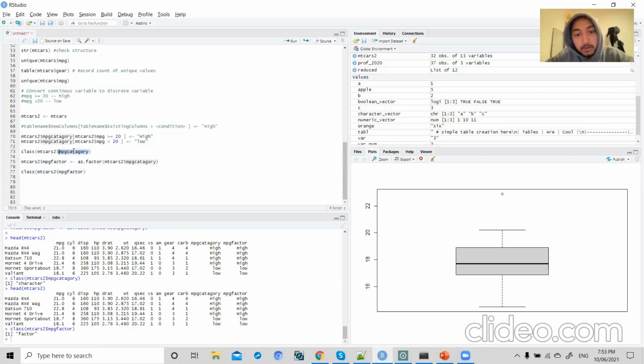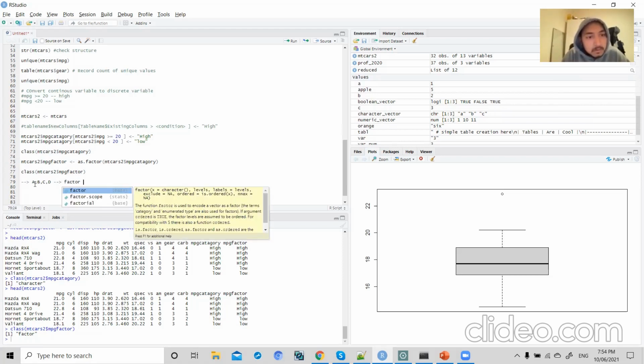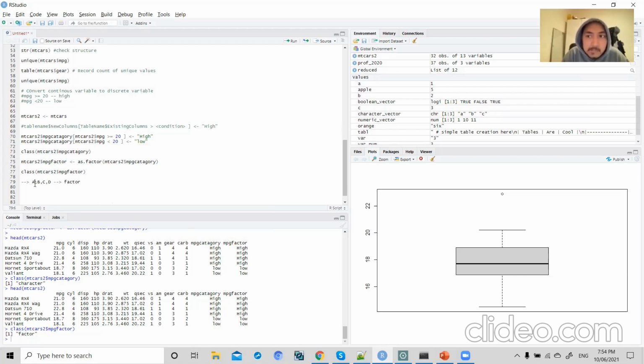What does that mean? Let's say, for example, you have a grading system with grades A, B, C, D, and right now this is character. Then this will not recognize that A means the highest, A means 80% and above, B means 60 to 80, C is less than that. If this is character, it will not recognize the highest or lowest grade. If you convert this into a factor, it will recognize that A is the highest value, then B, then C, and then D.